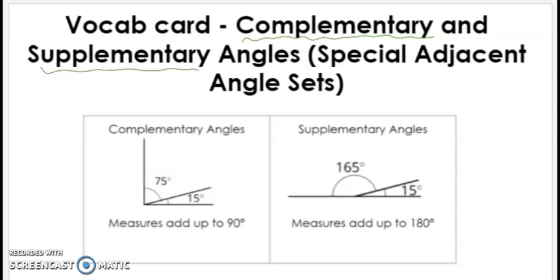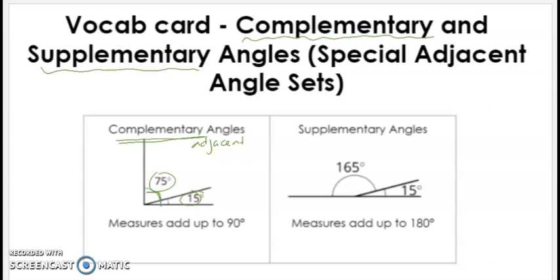Complementary angles are special adjacent angles. I'm going to write that even on here. They're special adjacent angles that add up to 90 degrees. So the two angles together, you'll notice, make a right angle. And their measurements add up to 90. So in this case, this 75-degree angle and this 15-degree angle make a 90-degree angle together. That's a complementary angle is what we call them in geometry.